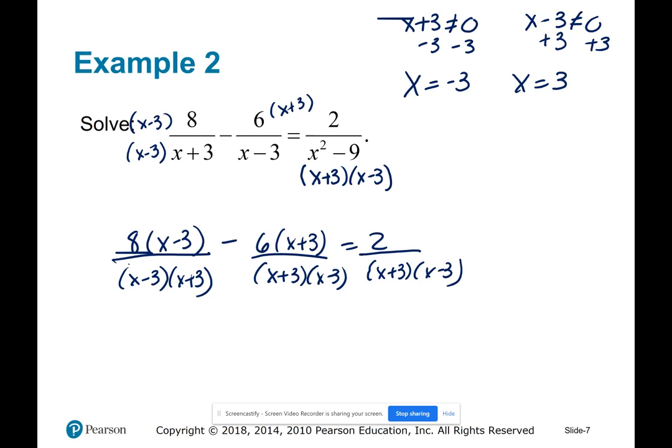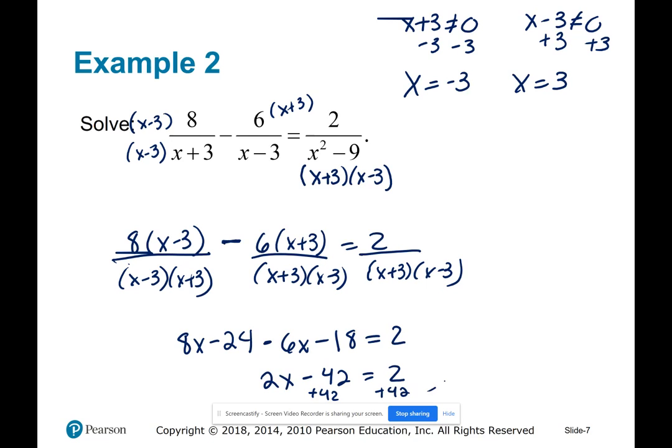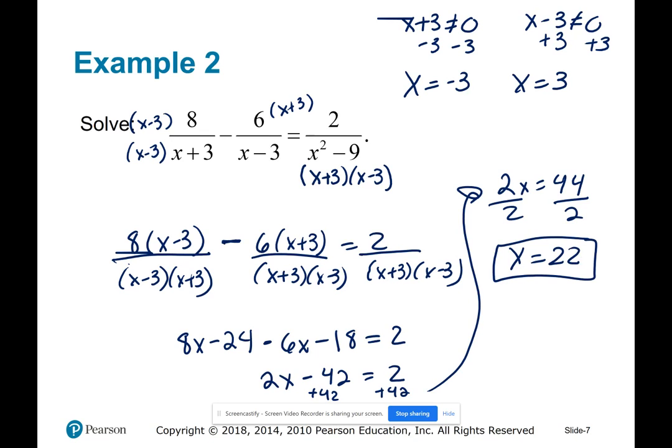Okay, so with that situation, once my bottoms are the same, I can focus on the tops. And I get 8x minus 24. I have to distribute this negative through, so I get minus 6x minus 18 equals 2. And now I'm just solving. So I combine, I get 2x, because 8x minus 6x, and negative 24 and negative 18 ends up being negative 42, equals 2. Then I'm going to add the 42, and I get 2x equals 44, and I get x equals 22. And that's a good answer because it's not one of my restrictions, okay?